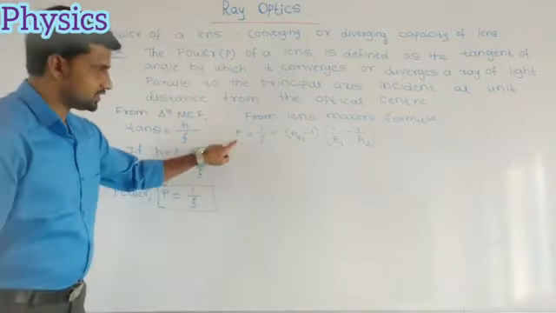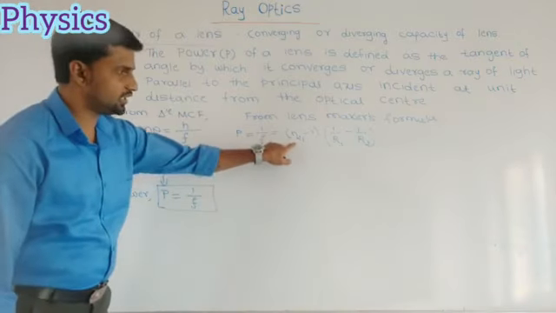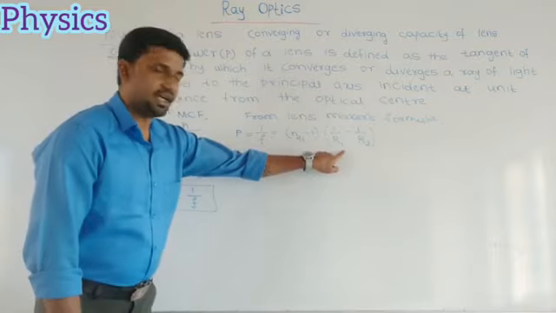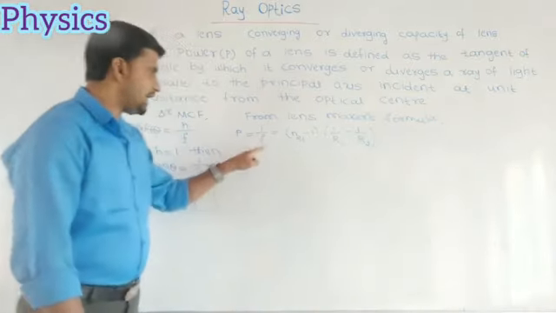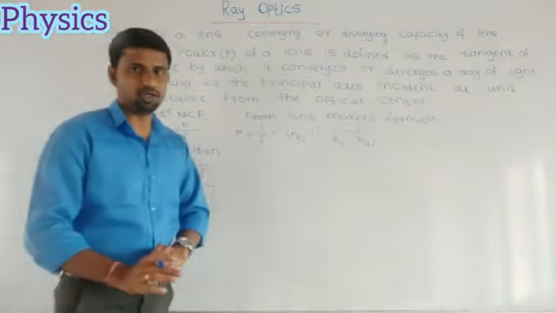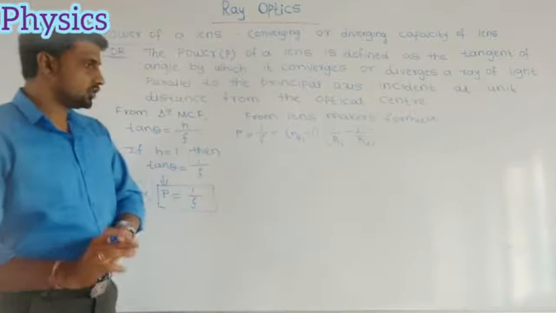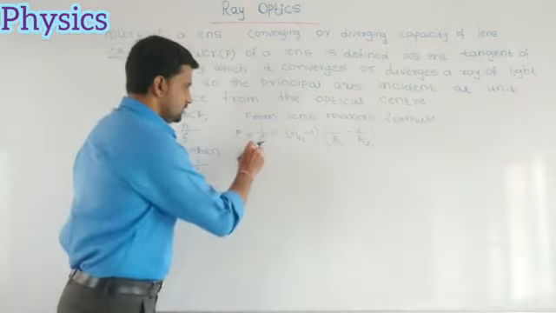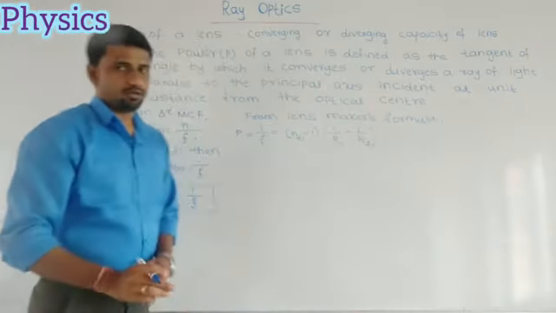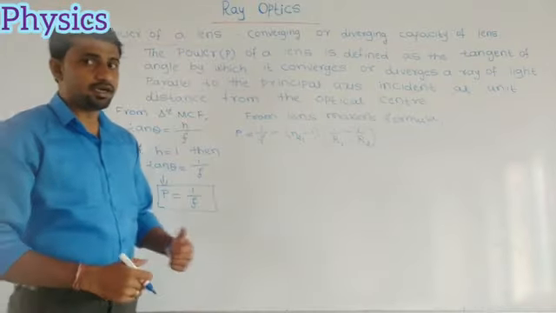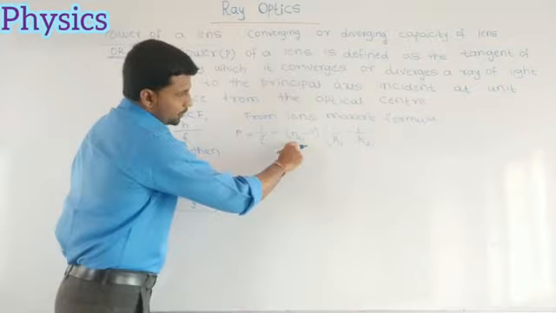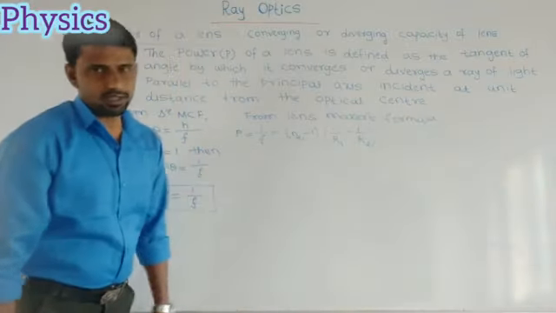This power of a lens also depends on, see here, the refractive index of the lens and the radius of curvature of the lens, and the focal length of the lens also. This is also very important. The power of a lens depends mainly on three factors: focal length, refractive index and radius of curvature of the lens. Now let us see how it depends. See, this power of a lens is directly proportional to the refractive index of a lens.